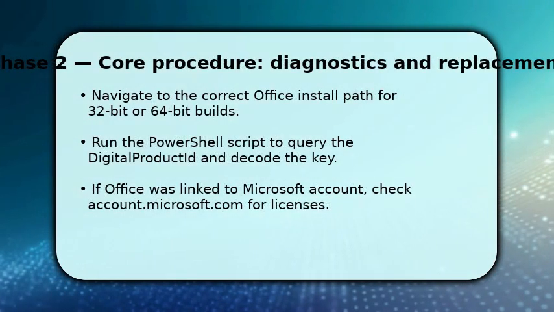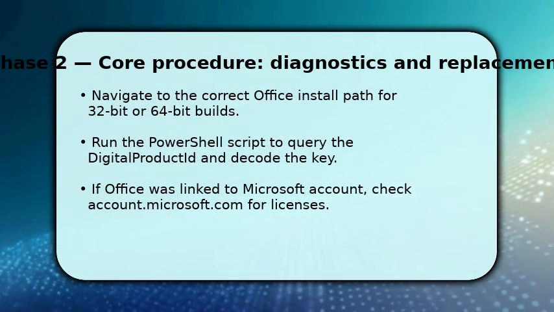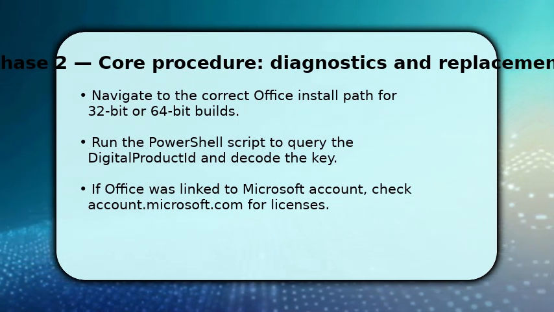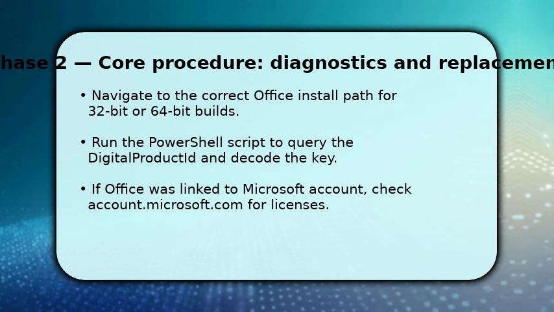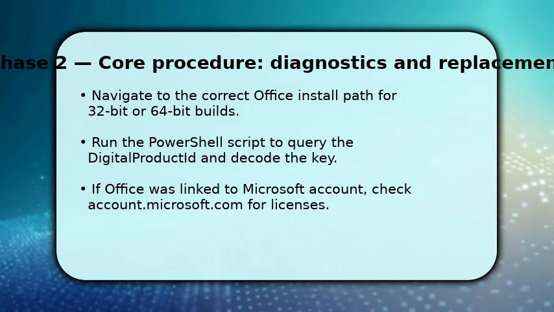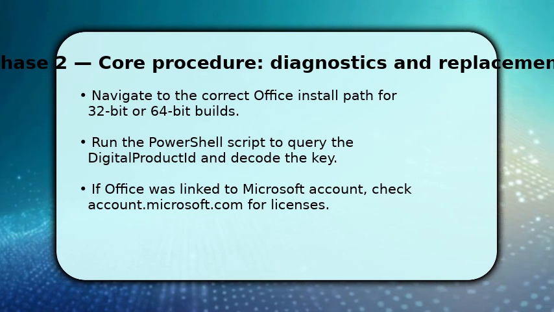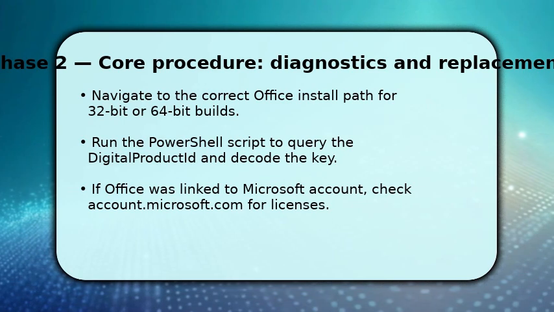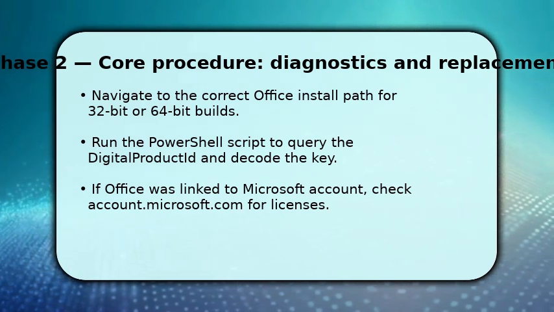Now you navigate to the Office installation path that matches your business. This ensures commands run against the right files. Next, execute the PowerShell sequence that reads the digital product ID from the registry and decodes it into a readable product key. This explains how the binary data maps to the familiar 5x5 format.